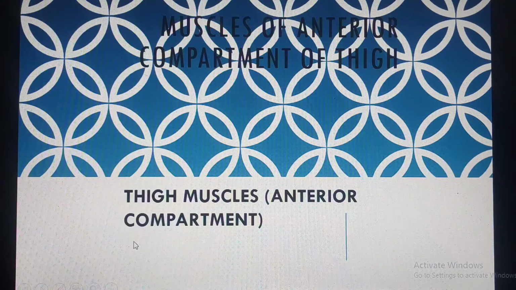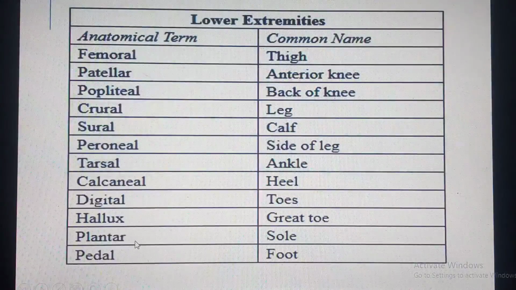But today we look at the muscles that form the anterior compartment of the thigh, which we call the knee extensors. Just by way of getting introduced, there are some key terms that we have to understand, such as femoral. Anytime you hear the word femoral, it has to do with the thigh.